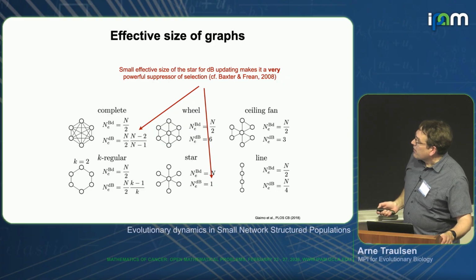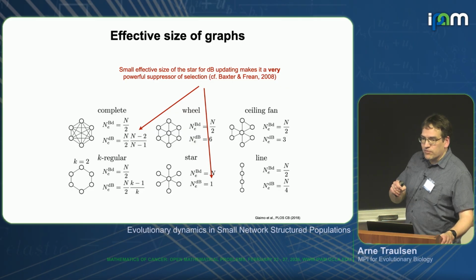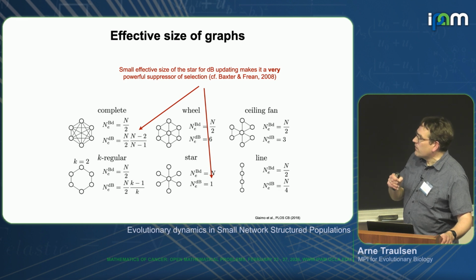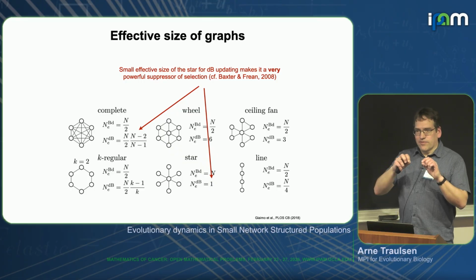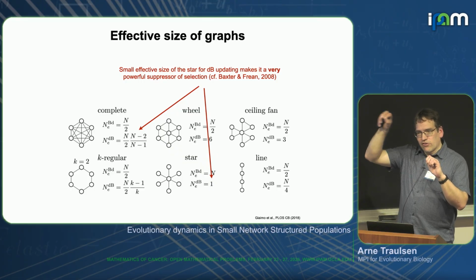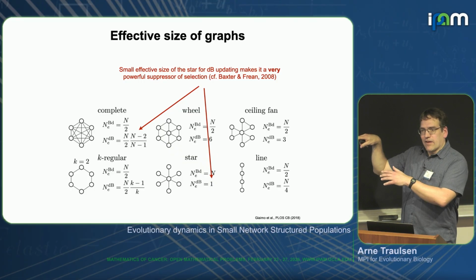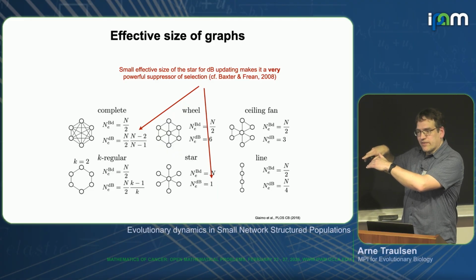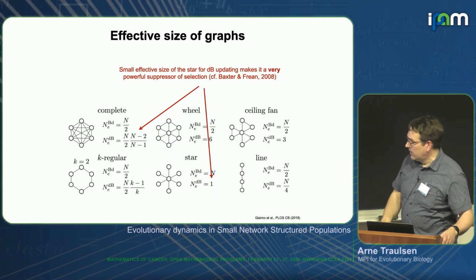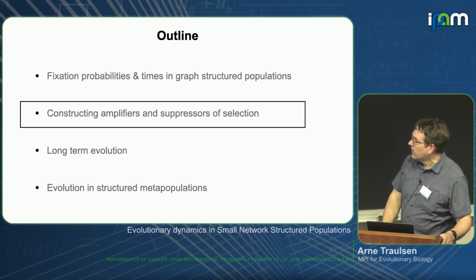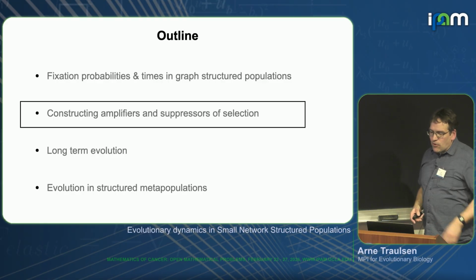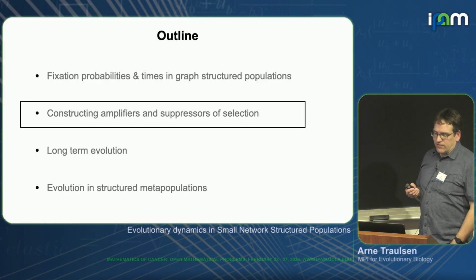And you can also look at the death-birth here, and you see that for the complete graph, you get something, and here you get effective population size 1. And that's a very small effective population size, and that makes it a very powerful suppressor of selection. So I didn't say that. Suppressors of selection are those that don't go through my greenish areas, but through the red areas. So on the right-hand side, they are below the fixation probability of a well-mixed case. On the left-hand side, they're above. So effectively, they reduce selection. So how do you construct amplifiers and suppressors of selection?